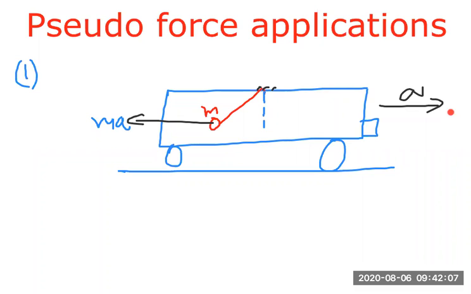Now, this is the pseudo force acting in this direction, no doubt. And weight always acts downward, we know that also. And now here the pendulum is making an angle theta with the vertical. So this is the situation we are going to discuss now.